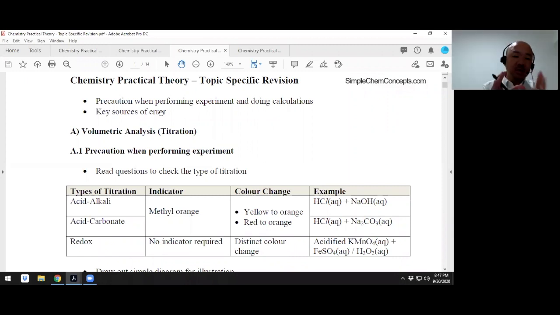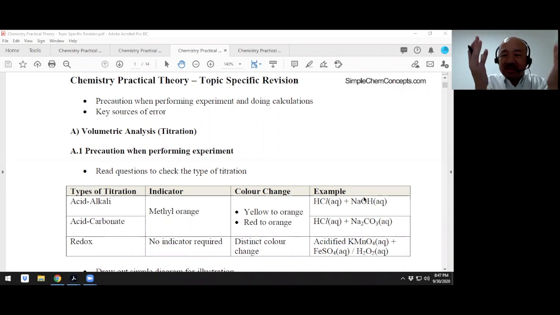So we want to take a look at what are the small things they like to test us, as well as what are the things that we probably sabotage ourselves as we do the experiment. So what are the precautions when performing experiment and doing calculations? That's one. As well as the key sources of error.